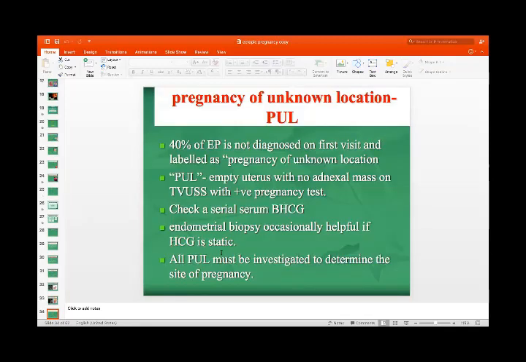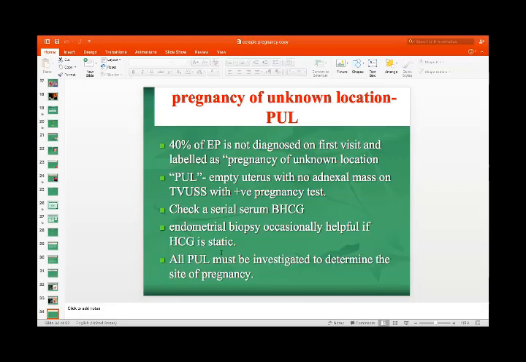Now, pregnancy of unknown location, PUL, means the patient is pregnant but we cannot visualize the site of pregnancy. The pregnancy test is positive, beta HCG is there, but we cannot localize where the pregnancy is. So this is called pregnancy of unknown location. 40% of ectopics are not diagnosed at the first visit and are labeled as pregnancy of unknown location. In PUL, there is an empty uterus with no adnexal mass on TVS with a positive pregnancy test.